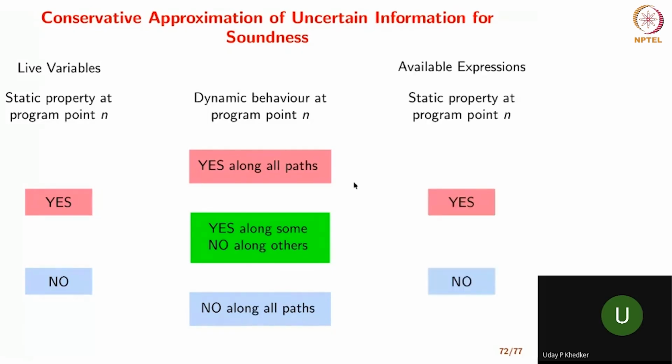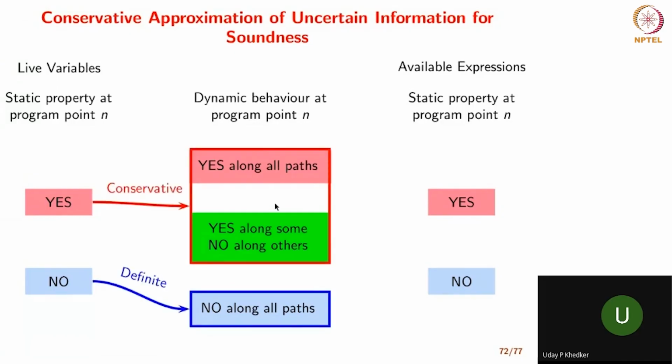Similarly, for available expressions analysis, we have a static property at program point n, which is again yes or no. We have a bit vector analysis. We are representing information using a single bit. Either it's 1 or 0. It's either no or yes. Whereas because we are combining the information along all paths, we have these three properties. So how do we represent these three properties? In particular, how do we model this uncertainty that arises because of merging of information? Yes along some and no along some other. How do we model it in these two? And that's the interesting thing.